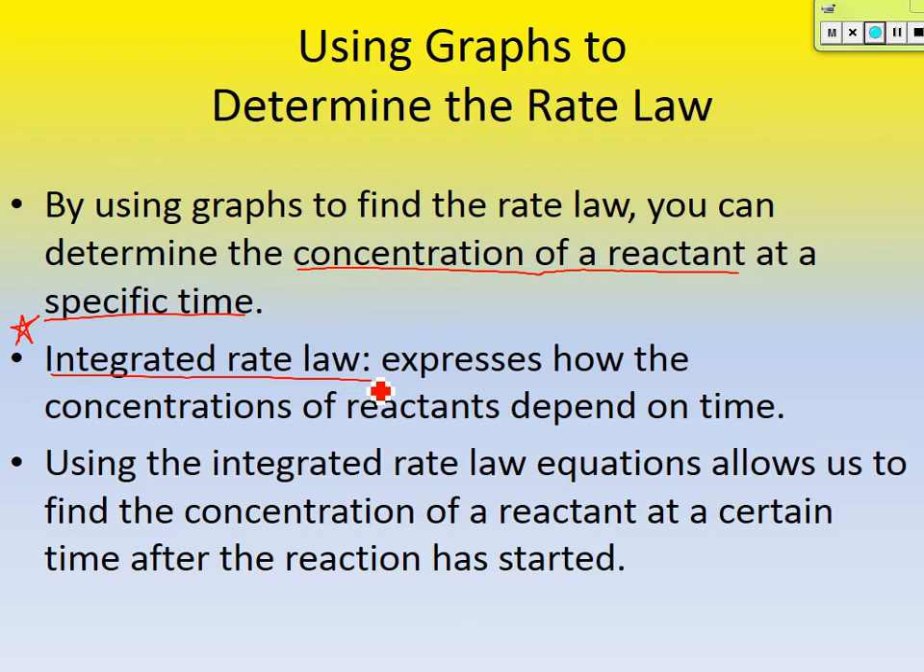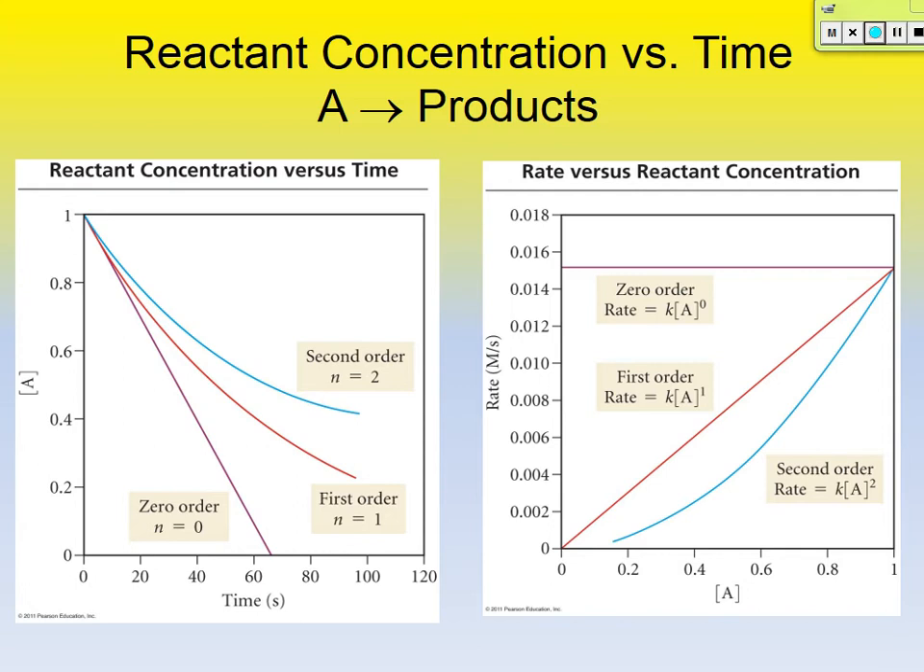Using the integrated rate law equations allows us to find the concentration of a reactant at a certain time after the reaction has started. So we might pick a time like 10 seconds after the reaction starts, and by using these integrated rate law equations, we can calculate what the concentration will be after that 10-second time period. Or maybe we want to know the concentration after a month. We can figure that out using these integrated rate law equations. They're incredibly useful.